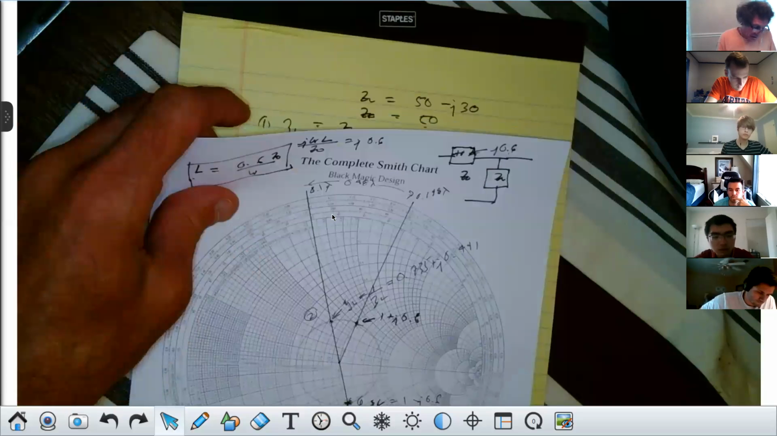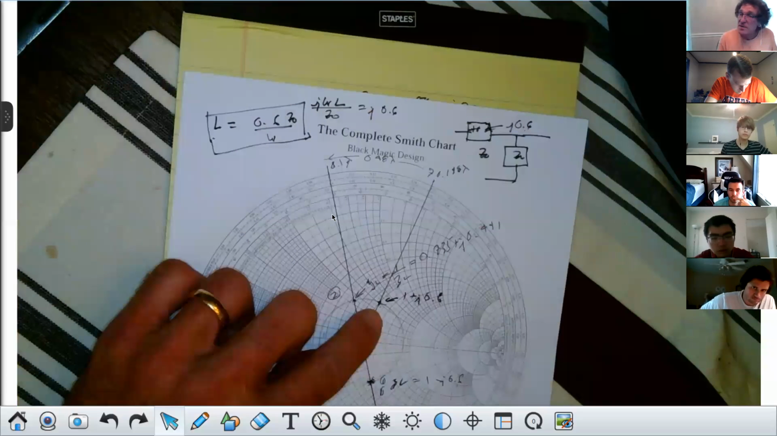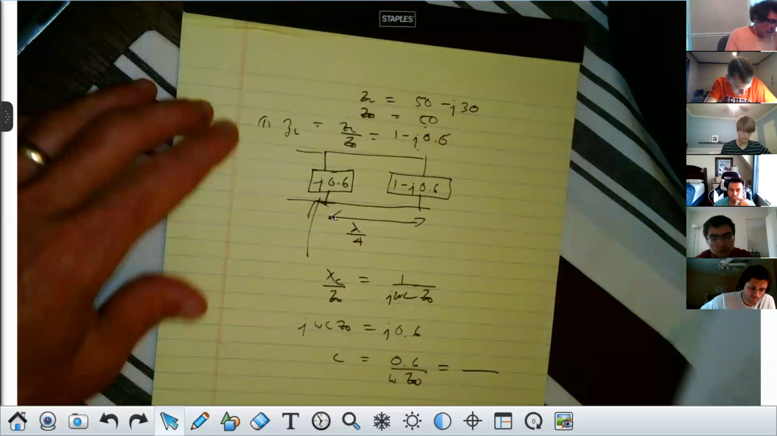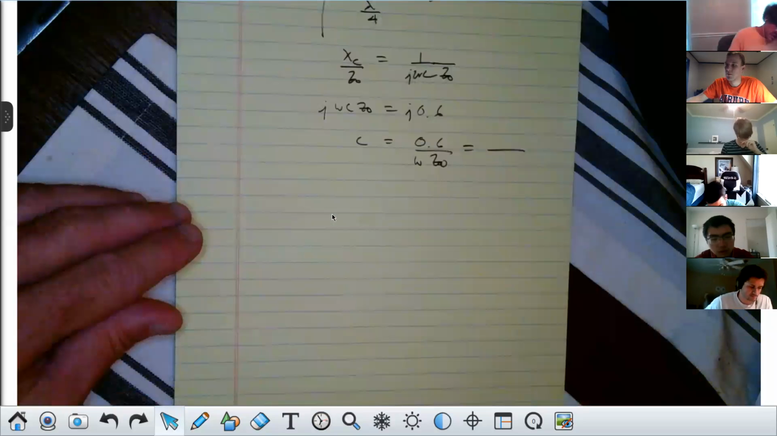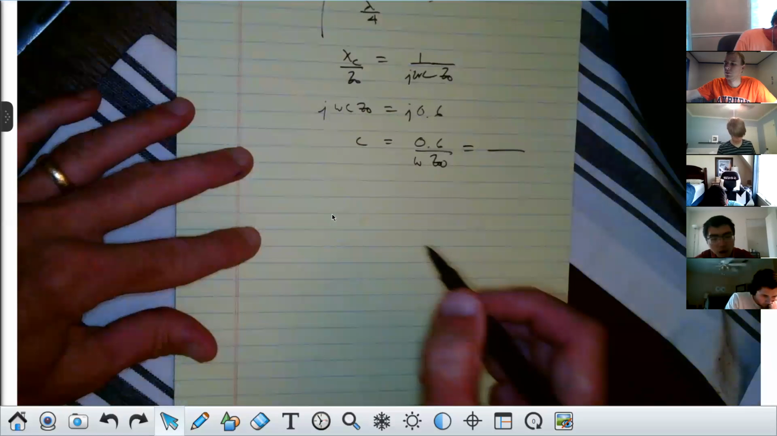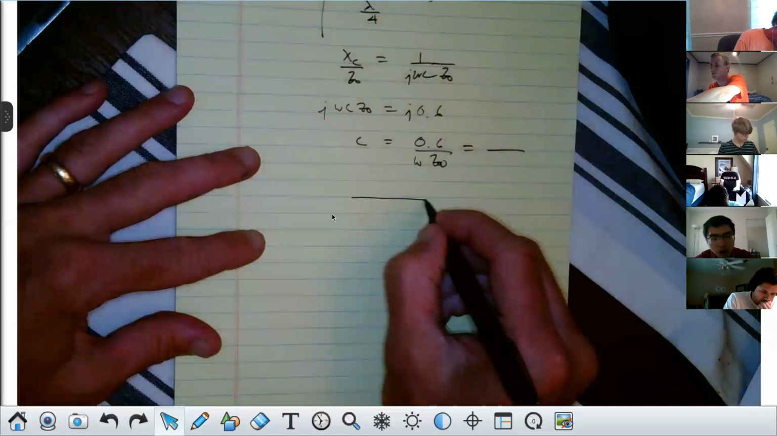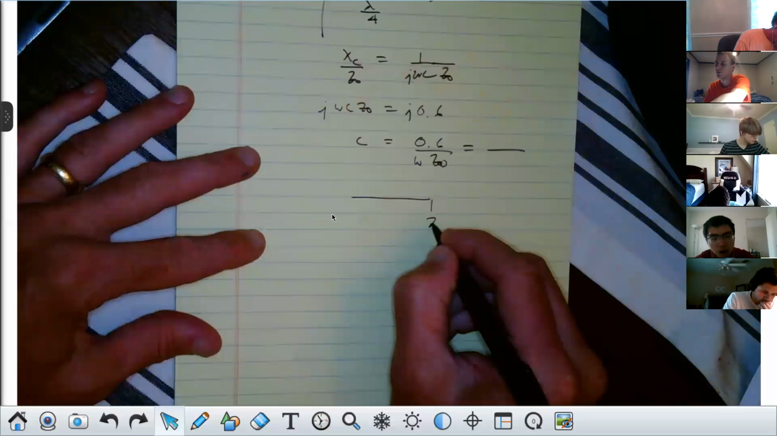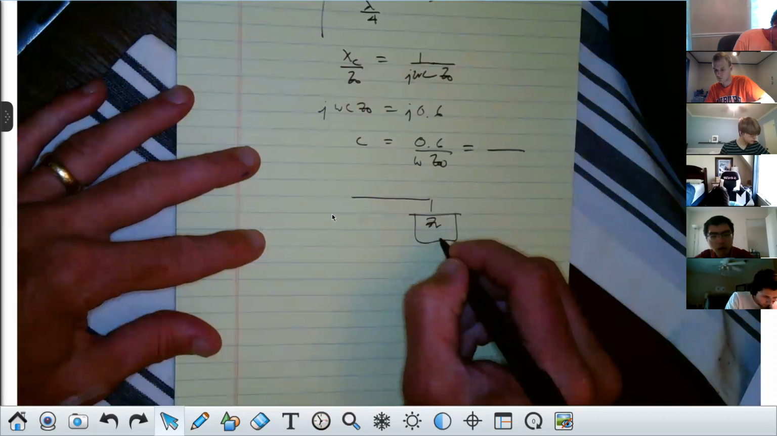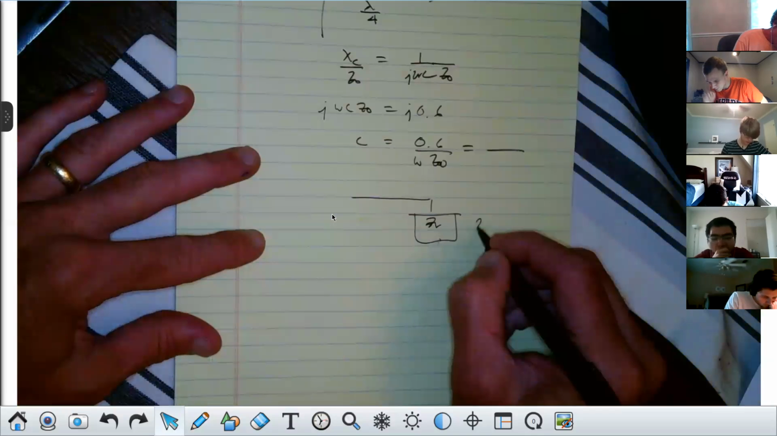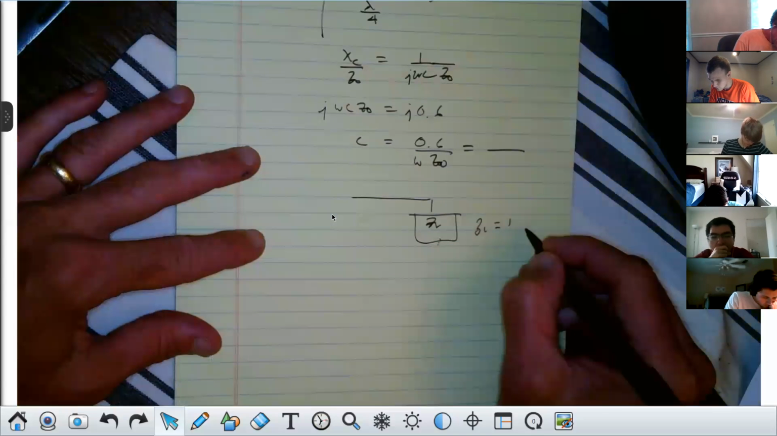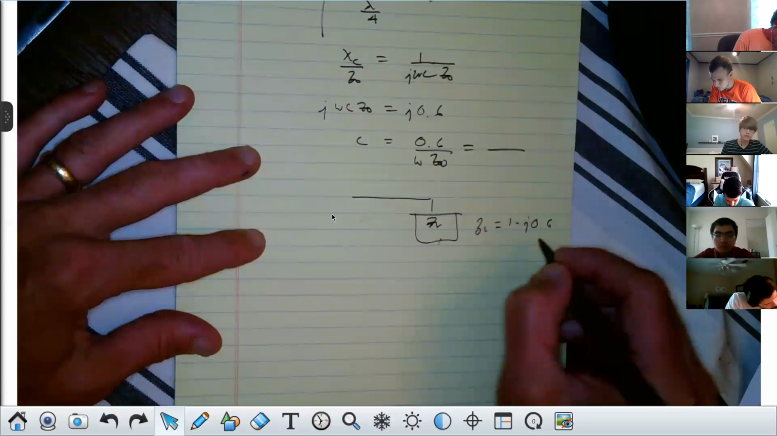Now we're going to calculate the value of that inductor, right? This is an inductor in parallel, so I'll draw it over here. This is another way of accomplishing impedance matching. Here's my load, ZL, and I know it's normalized. ZL is simply 1 minus j0.6.